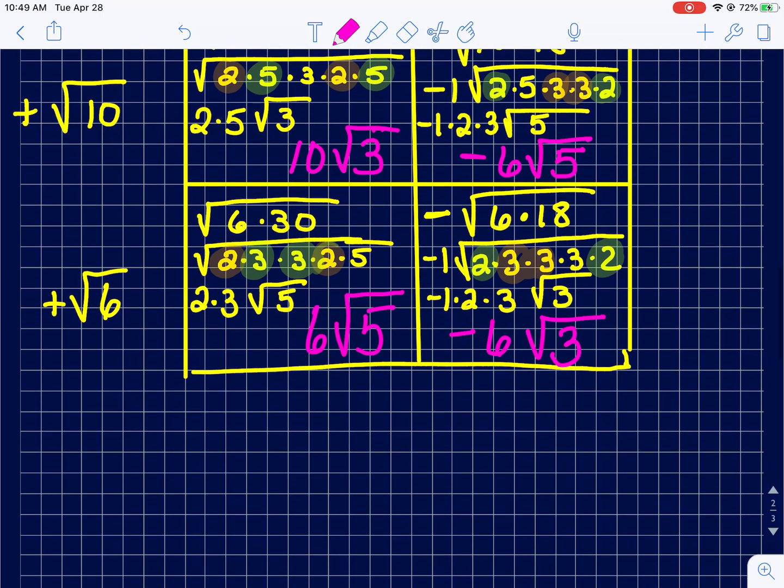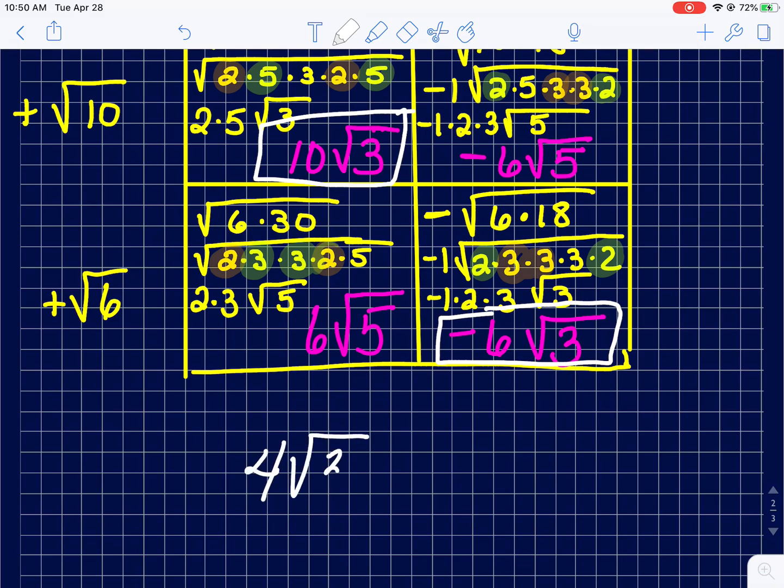Now you can do this, you can pull them out and simplify, or you can simplify inside. I like to simplify inside. So let's look at this. 10 root 3 can go with -6 root 3 because they both have the same radical. And 10 minus 6 is 4, so we have a 4 root 3.